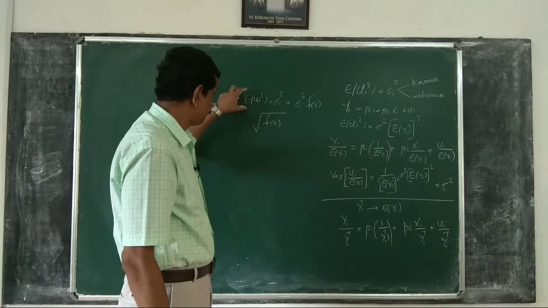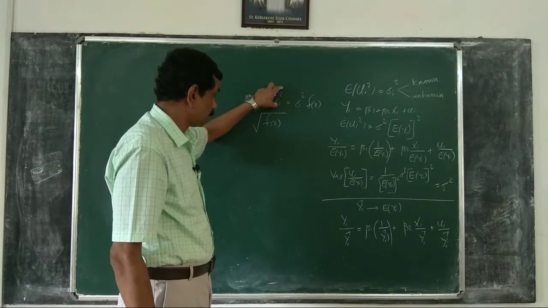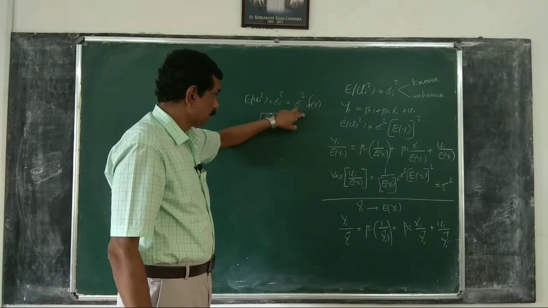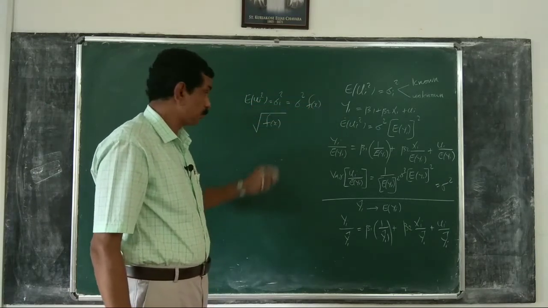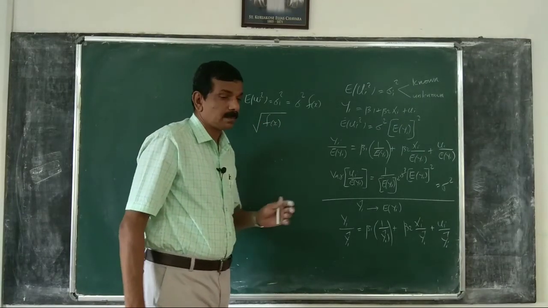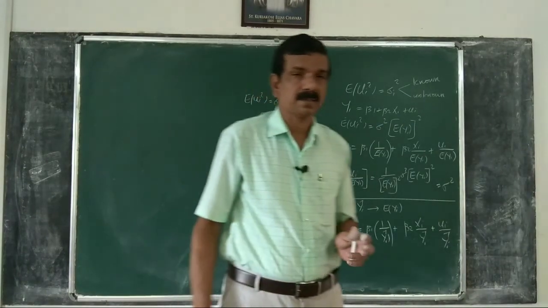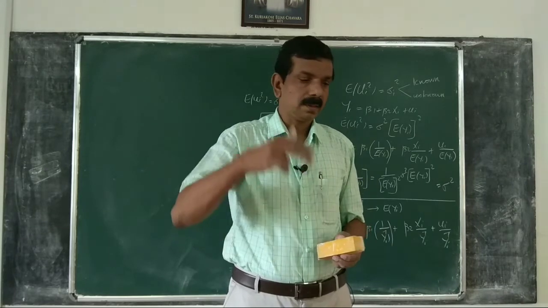So if expected ui square is sigma square times f(x), the solution is to divide the model throughout by the root of f(x). Then there is one more solution.